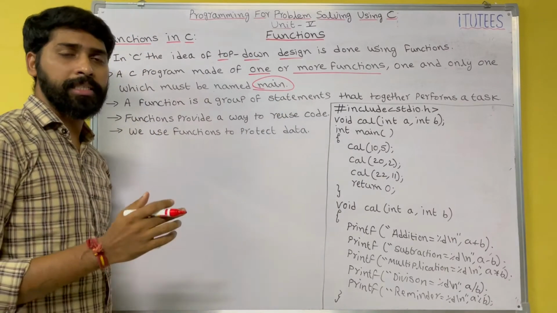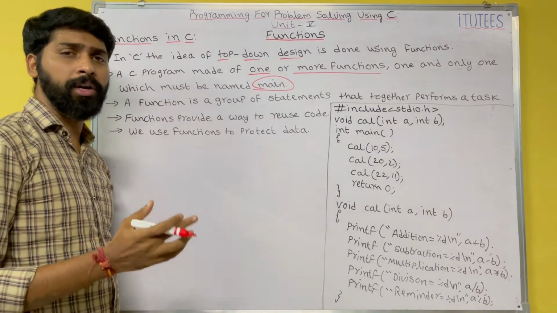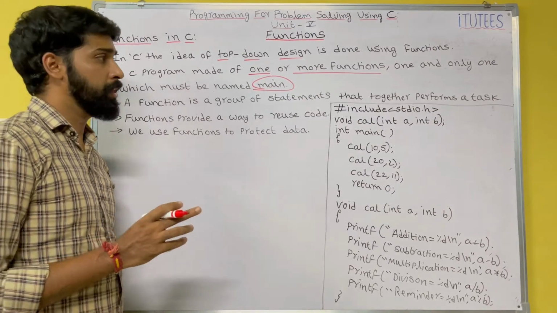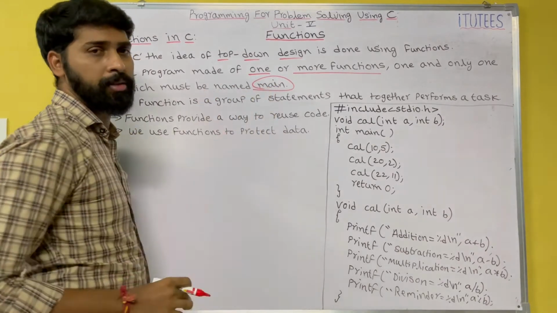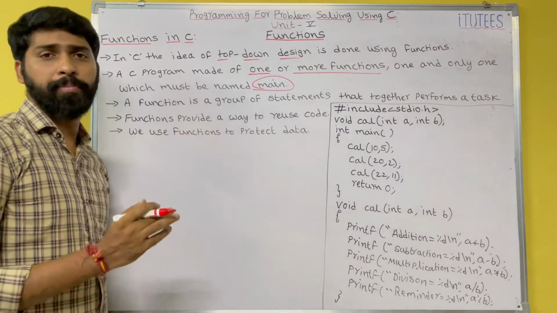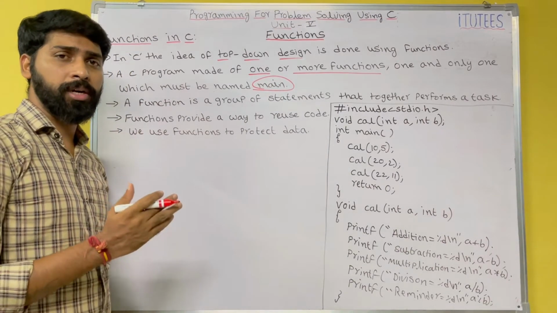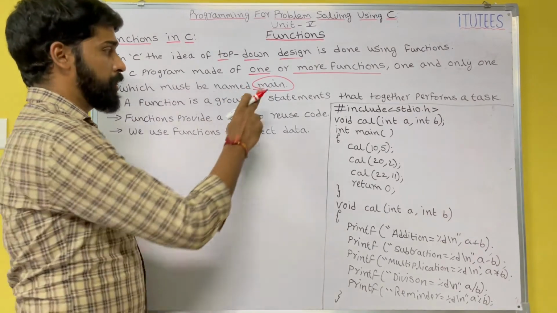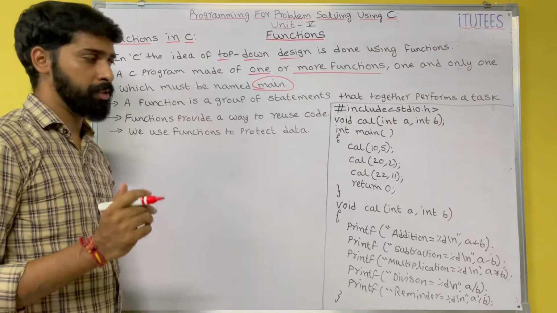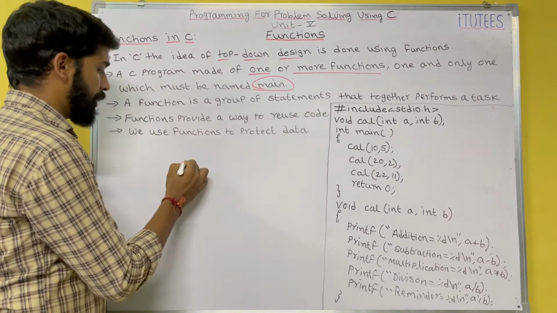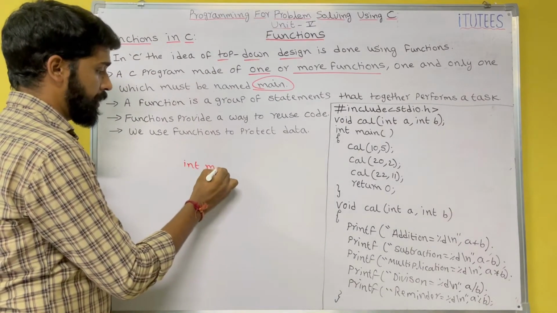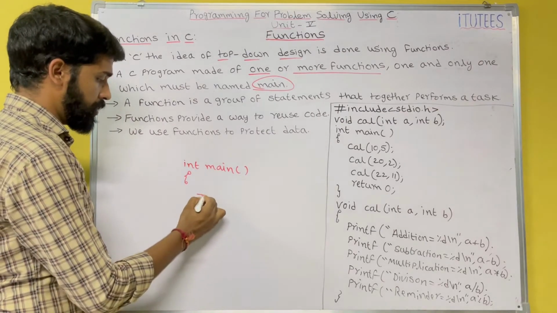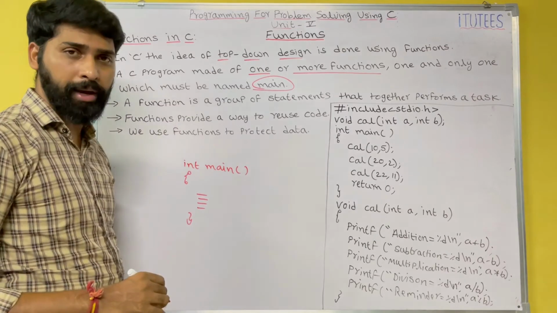That means a C program is made of one or more functions, but among those functions there must be a main function. So what is the purpose of the main function? The execution starts from the main function. You all remember that main is also a function. For example, I write a program like this: int main. So this is the function main.